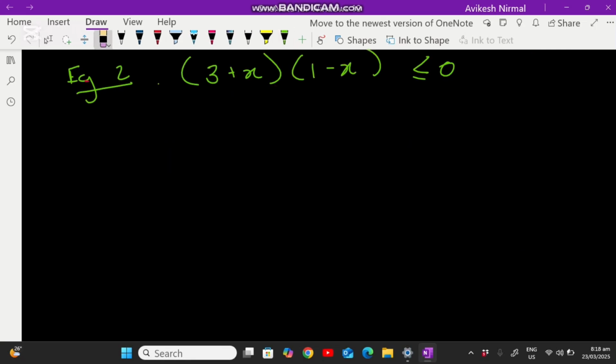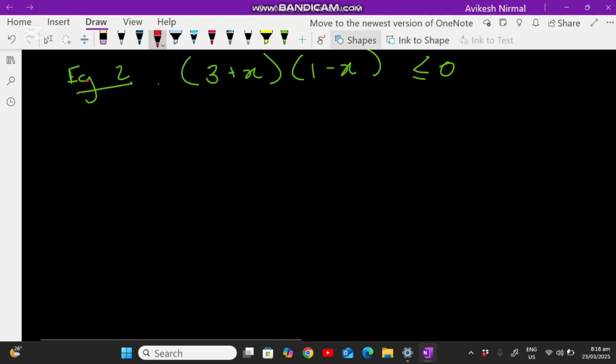Okay, so in this case we'll follow the same steps, but one thing to keep in mind is that we have to be very sure about the shape of the graph. Okay, now what do I mean by the shape? I'll let you know in just a minute or so.